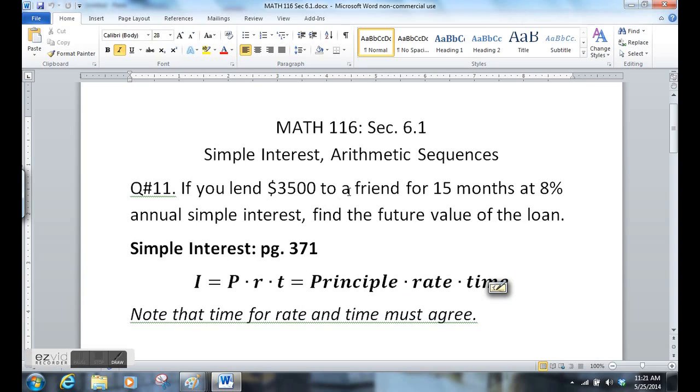Hey guys, this is Math 116. We're on section 6.1. Okay, we are starting the money and interest rate problem, so hang on.